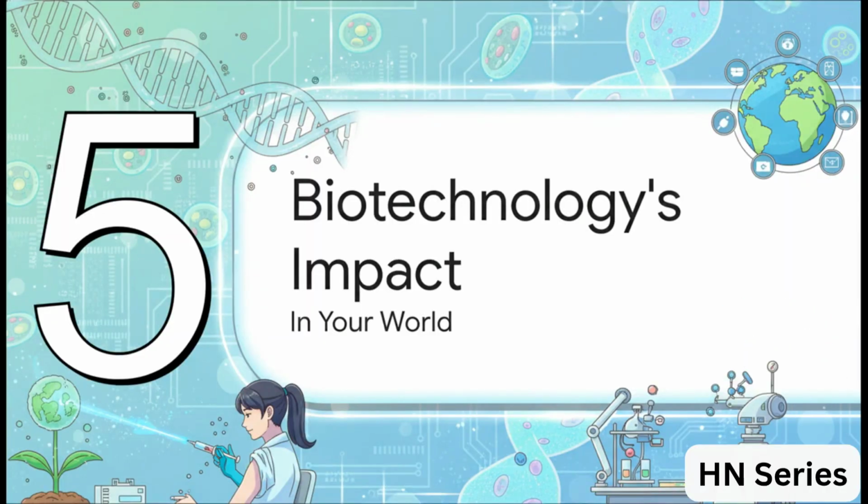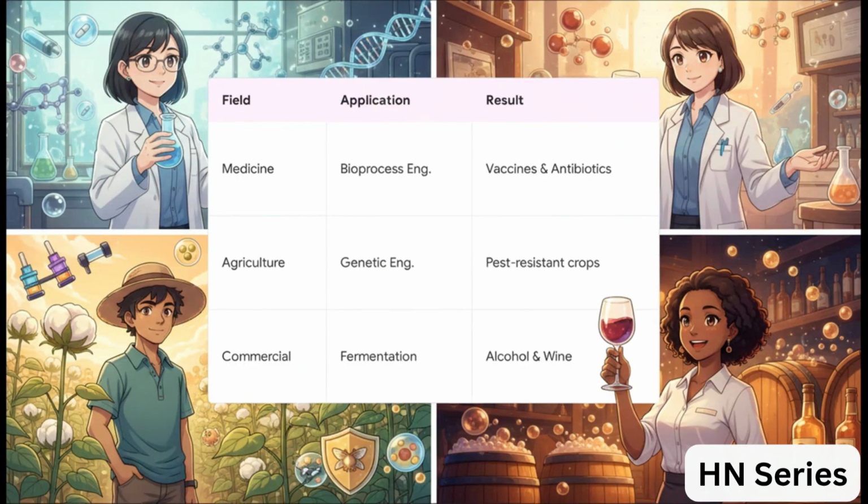So, we've talked about the science of rewriting DNA and the engineering of making tons of it. Now, let's bring it all home. Let's look at how this tech is already shaping the world you and I live in every single day. The impact is just everywhere. In medicine, bioprocess engineering gives us the huge amounts of vaccines and antibiotics that save millions of lives. In farming, genetic engineering gives us tougher crops, like that Bt cotton we talked about. And hey, even those ancient commercial uses, like using fermentation to make wine, that's all biotechnology, a skill we've been perfecting for centuries.